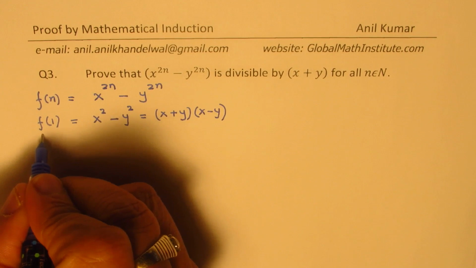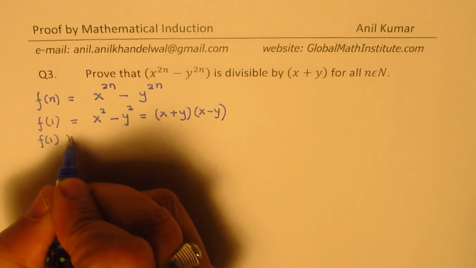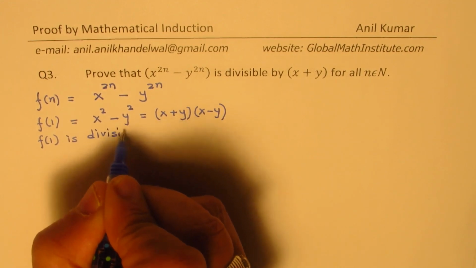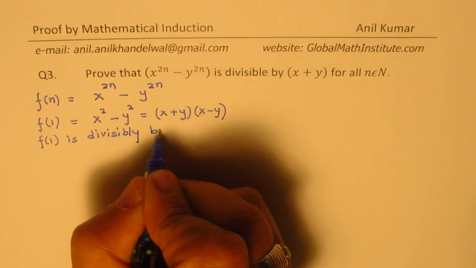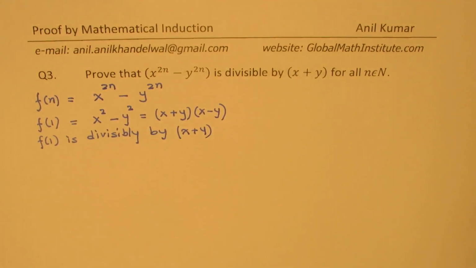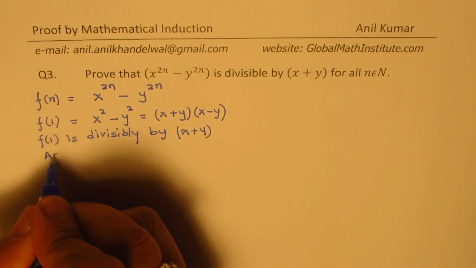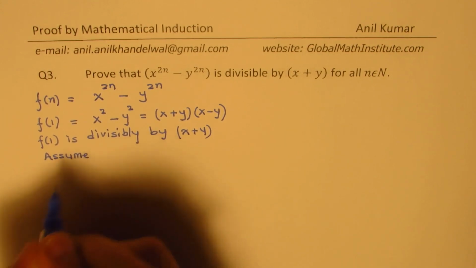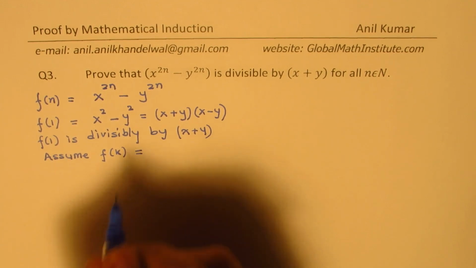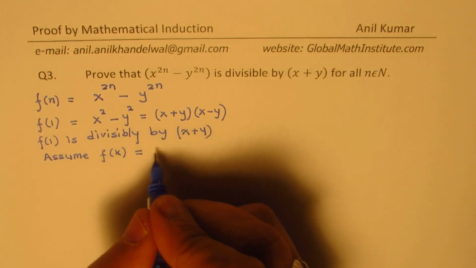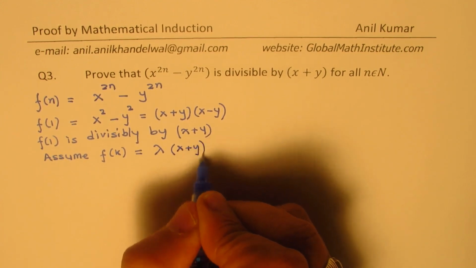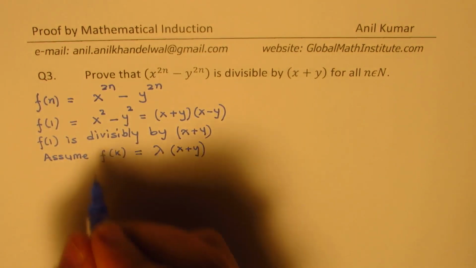So that is true. So f of 1 is divisible by x plus y, right? So this statement is true. Now we are going to assume that f of k is equal to lambda times x plus y. So this is what we are going to assume. So let's figure this out.